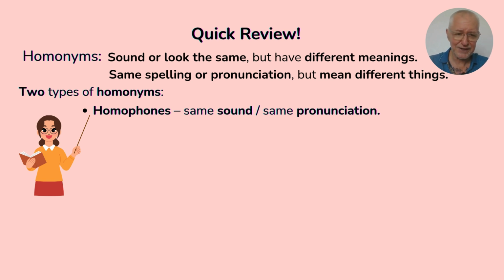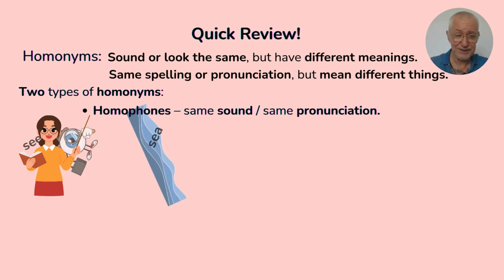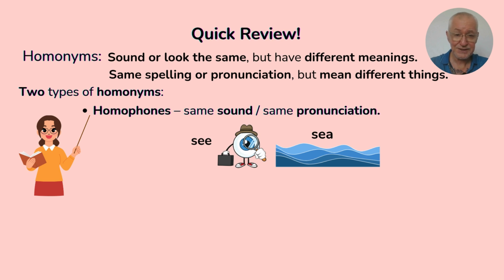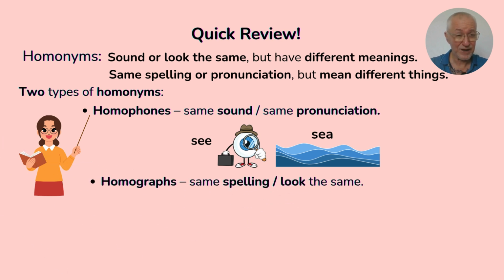So homophones sound the same. They're spelt differently, but they sound the same and have different meanings. See and sea. The second one is homographs, graphs as in writing or drawing. So these have the same spelling. They look the same. They may or may not be pronounced the same, and they have completely different meanings.